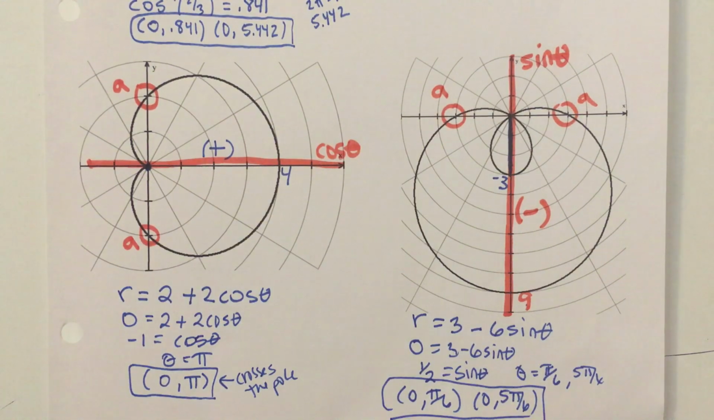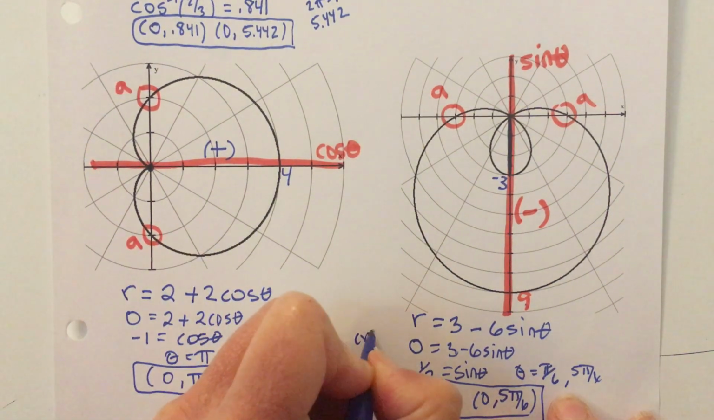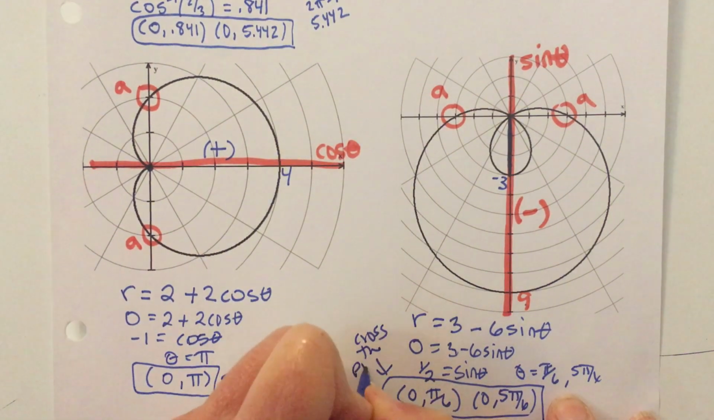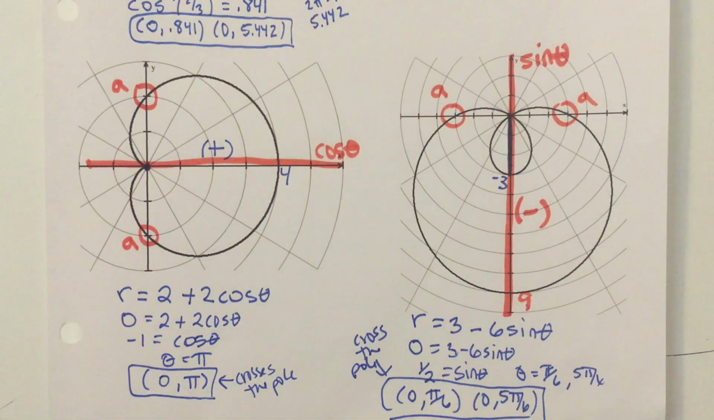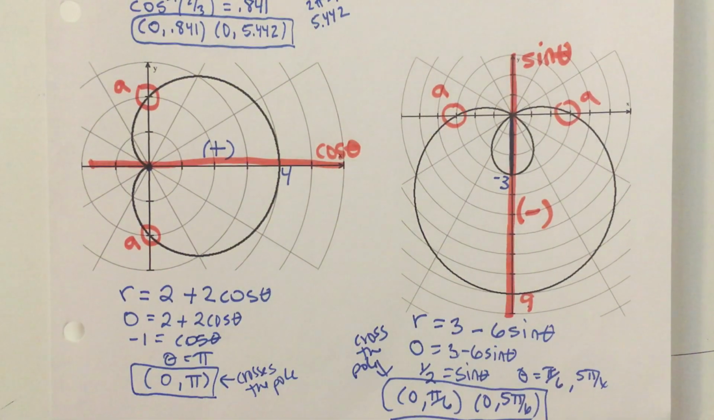Can you guys still see that? Yeah. So this is where it crosses the pole. All right, group, this is cool practice, right? We get to practice our trig solving and our polar together.